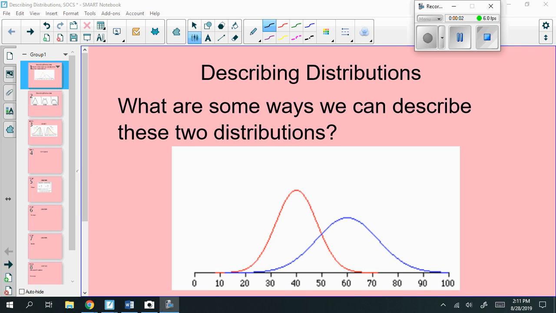Okay, so in this video, I'm going to talk about how we describe distributions. Before I explain how to do it, I'd like you to brainstorm a little bit about what are some of the ways we can describe these two distributions. So I'm referring to this picture. We've got this distribution in the red, and then this distribution here in the blue.